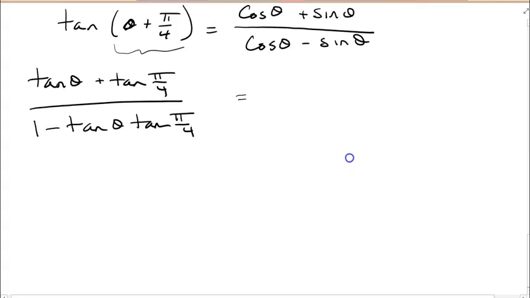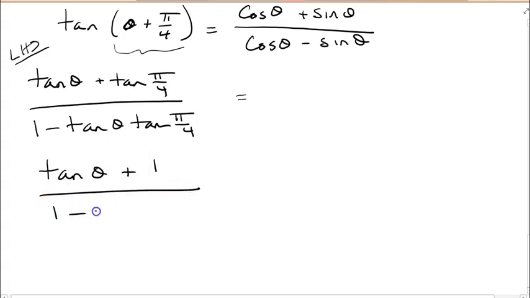So let's play around with our left-hand side here for a little bit before we start looking at that right-hand side. Oh, so tan of pi over 4 is tan of 45 degrees. We know that's a 1. So now we have tan theta plus 1 over 1 minus tan theta. Well, we need to get this to look like that. So there's a couple things you can likely do here. There's probably more than one way to work this problem out.